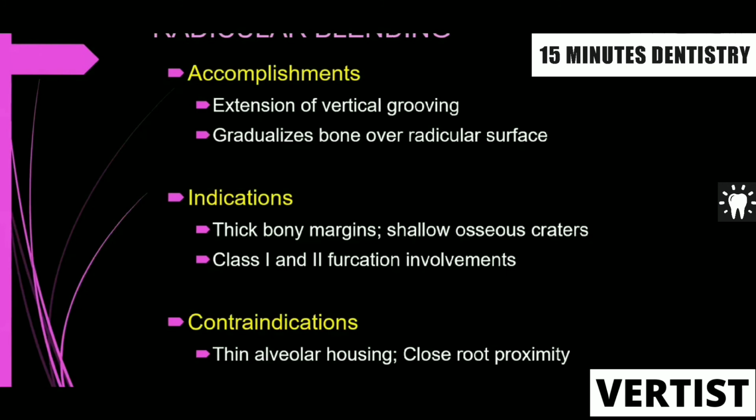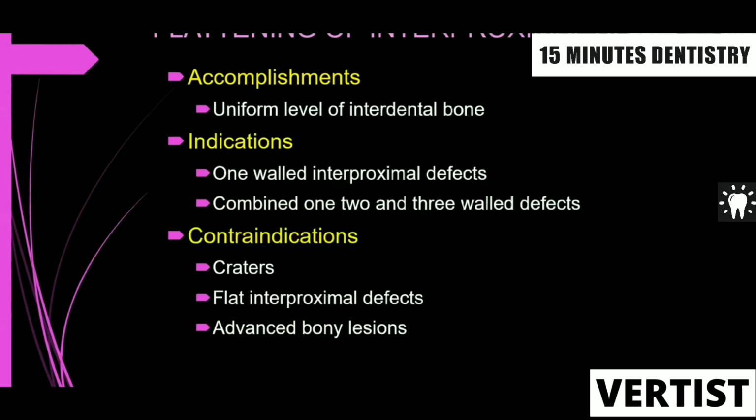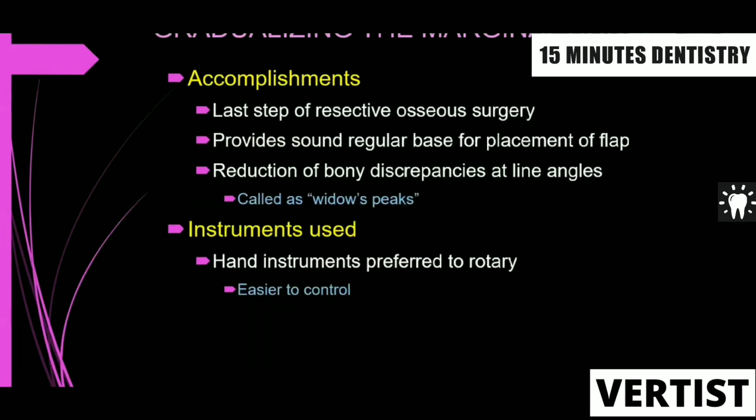It will gradualize the bone over the radicular surface. The indications and contraindications are the same as that of vertical grooving. Moving on to the flattening of the interproximal bone, it allows a uniform level of the interdental bone. It is indicated in one wall interproximal defects, combined 1, 2 or 3 wall defects, and contraindicated in craters, flat interproximal defects and advanced bony lesions.